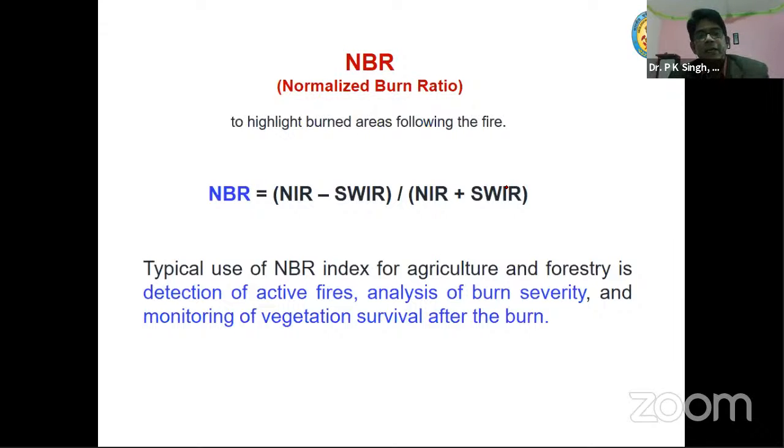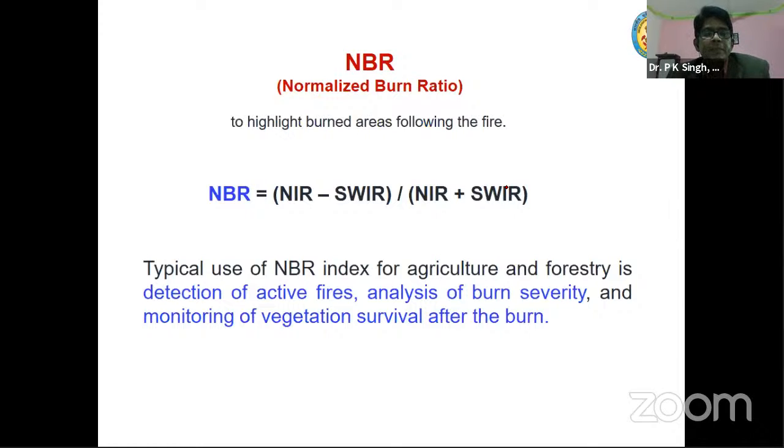But the shortwave infrared and thermal infrared bands are very useful for the detection of fire. So forest fires are a very common phenomenon. To detect the forest fires, and to monitor them, these bands are very useful.